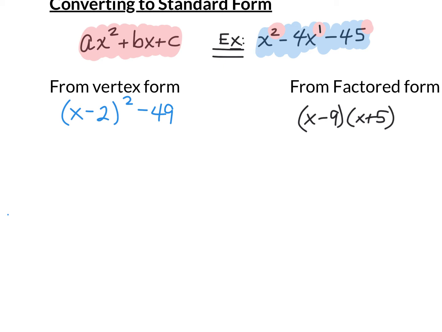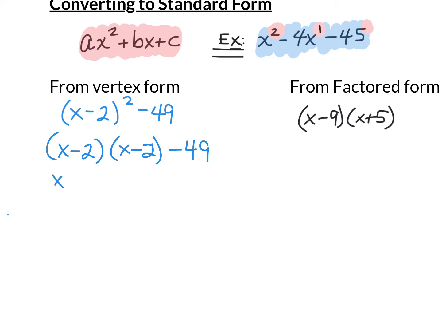And the easiest way to think about how to convert to standard form is I need to get rid of those parentheses. And the way I'm going to do that is I'm going to multiply. Remember that when I have a quantity, a binomial, raised to the second power, that means I want to take x minus 2 times itself, right? Times x minus 2. And then after that, we have the minus 49. So I'm going to go ahead and multiply.